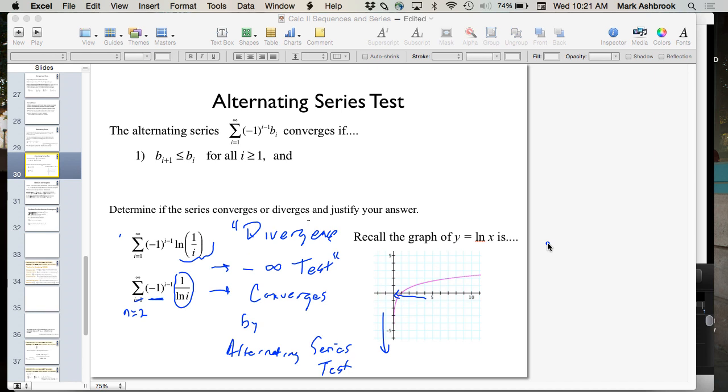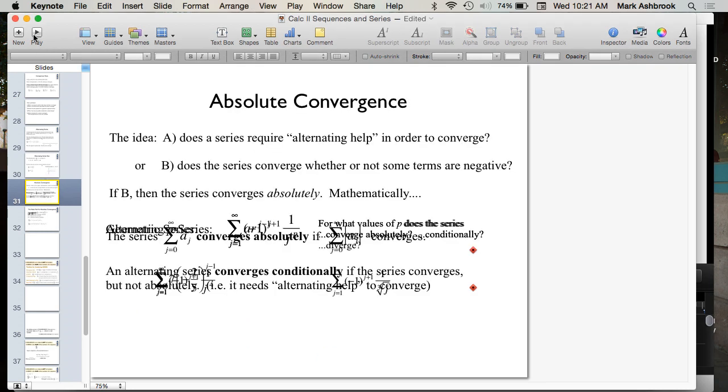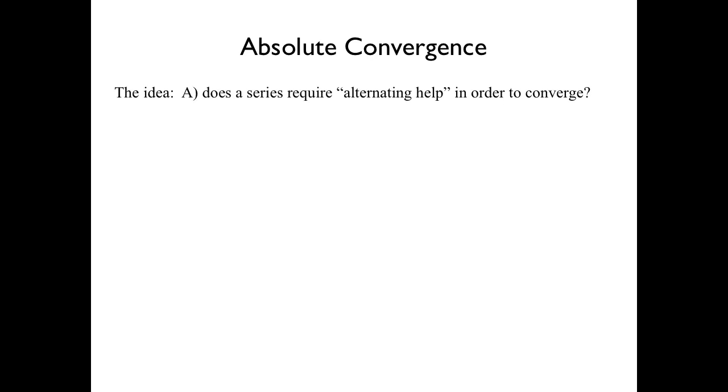Okay. So let's talk about something called absolute convergence. What the heck is this? So what do we see with the harmonic series? The harmonic series diverges, but when you make it alternate, that gives it the help that it needs to converge, right? So absolute convergence, the idea is this.